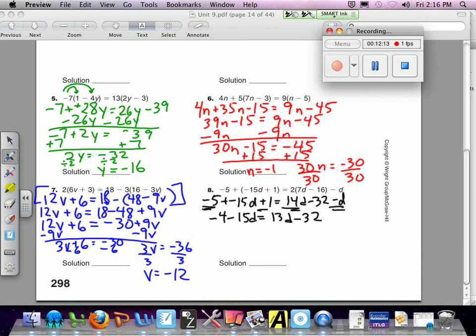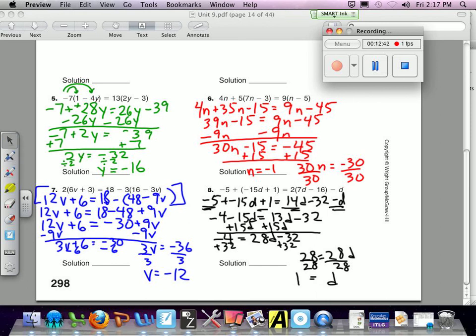Negative 15d, if I think of this as plus negative 15d, which it used to be, is my smaller number. So if I add 15d to each side, I'm going to end up with a positive coefficient to my variable d. I have 28d. And then I'm going to add 32 to each side, and end up with 28 equals 28d. Divide by 28 on each side, and d equals 1. And that's the homework review.